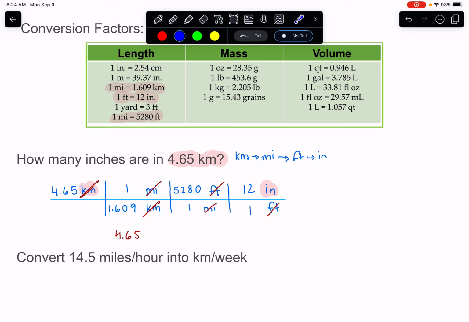and you're going to go across left to right. Anytime you have a number in the bottom, you're going to divide by that number. Anytime you have a number in the top, you're going to multiply by that number. So this is going to be what I plug in my calculator. 4.65 divided by 1.609 times 5,280 times 12. And you don't even have to hit equals in between those. You can just put the whole thing in your calculator and the correct answer will come out.